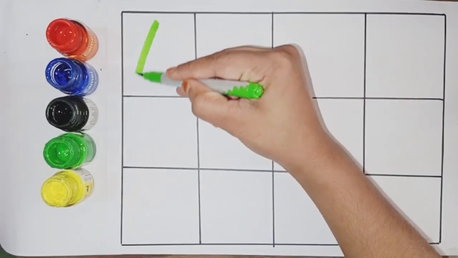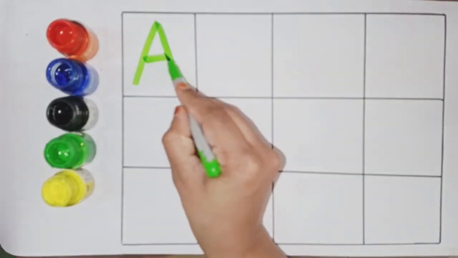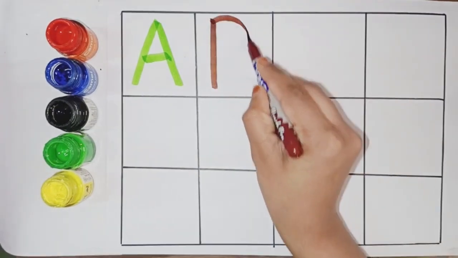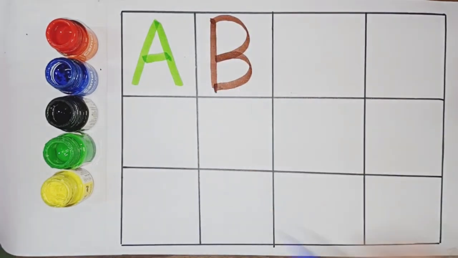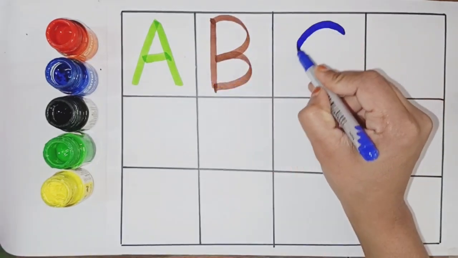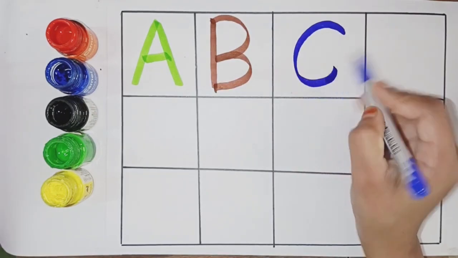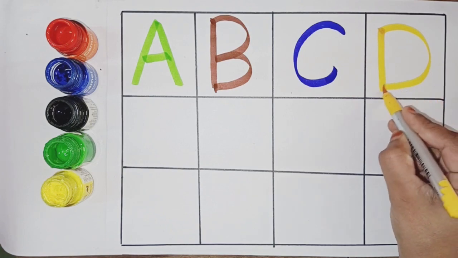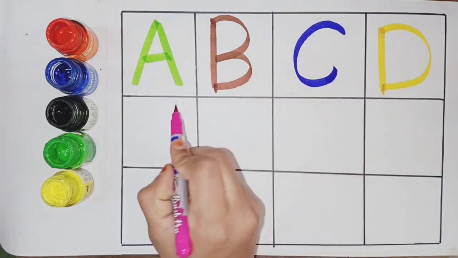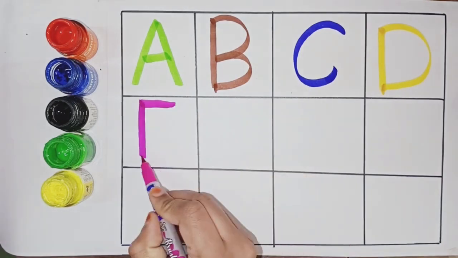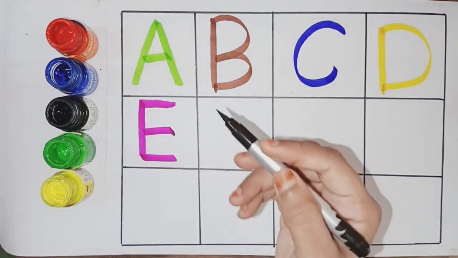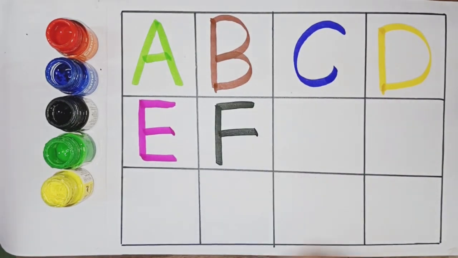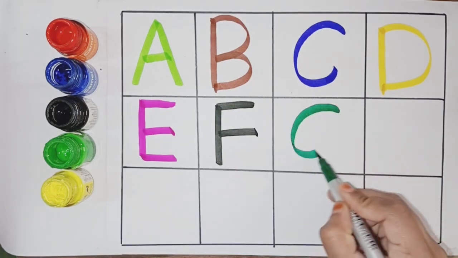Green color. A, A for apple. Brown color. B, B for ball. Blue color. C, C for car. Yellow color. D, D for doll. Pink color. E, E for elephant. Black color. F, F for fish. Dark green color. G, G for giraffe.